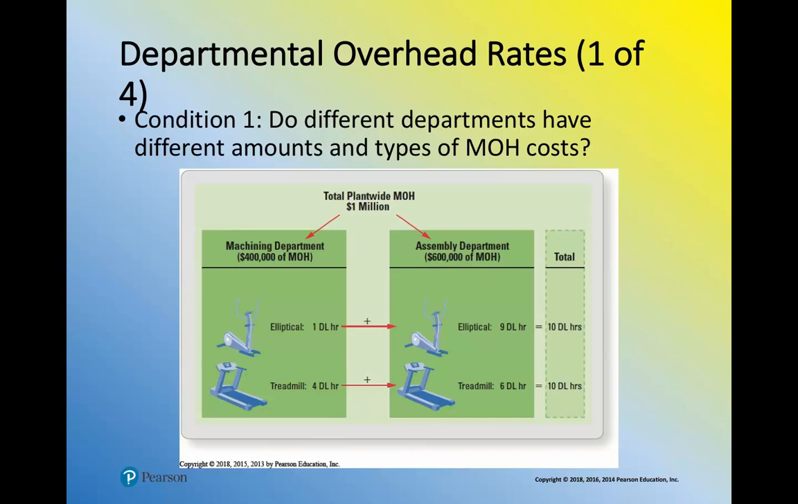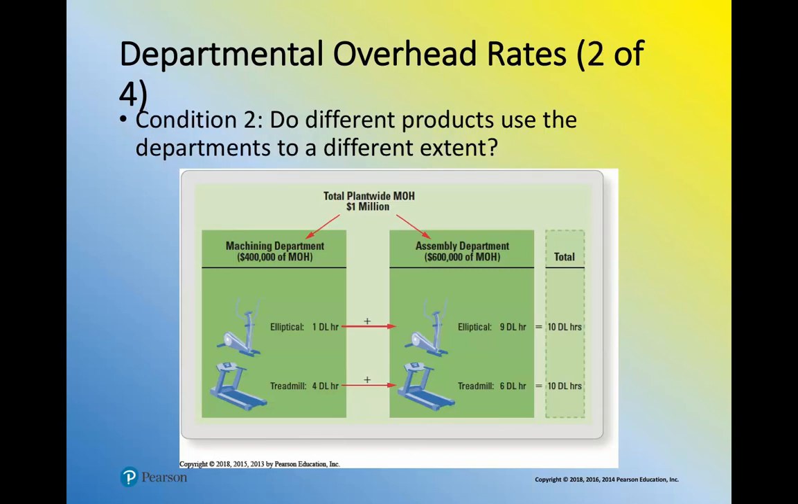So we have two different departments in this company. In real life, or in examples, you could have multiple departments. But for our company, we're just going to break down into two different departments, so we'll have two different rates. So condition 2 is, do different products use the departments to a different extent? And that's what's the key here.